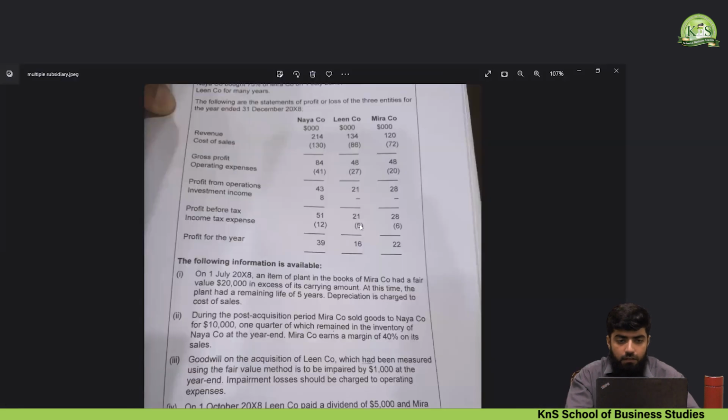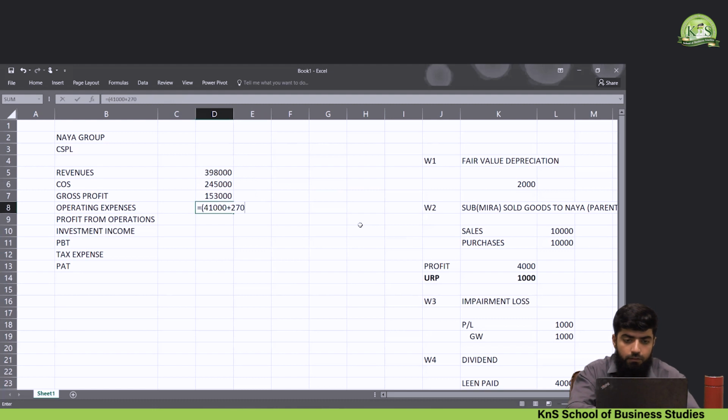41,000 plus the operating expense of Lean company is 27,000. 27,000 plus the operating expense of Mira company is 20,000, but we need to apportion it. Although I know that 20,000 is the total operating expenses of Mira company, and 6 months would be the half of it, that is 10,000.